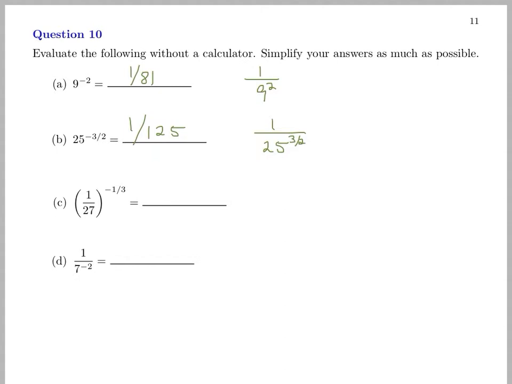This is 1 over the cube root of 1/27. The cube root of 1/27 is 1/3, so 1 over that is 3. And then this is 1 over 7 to the minus 2, which is the same as 7 to the plus 2, so that's 49.